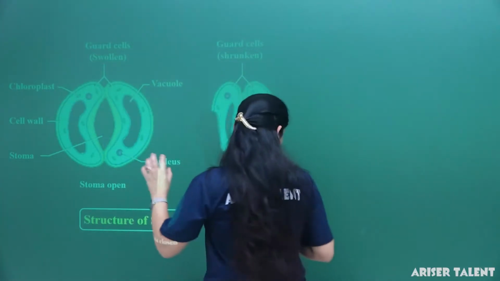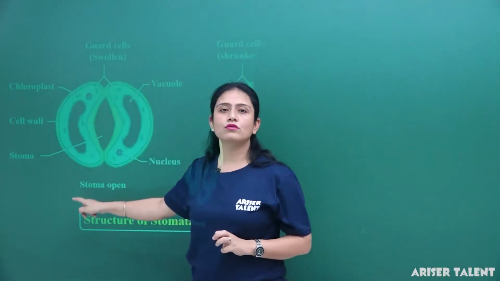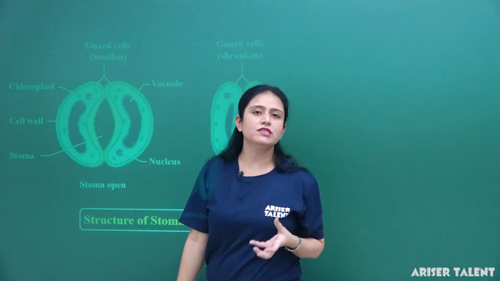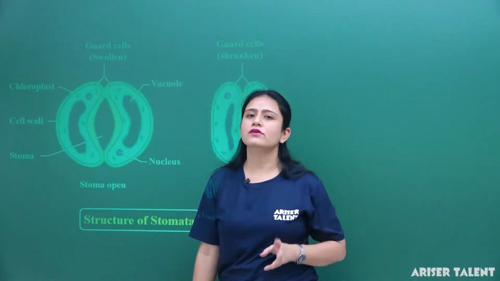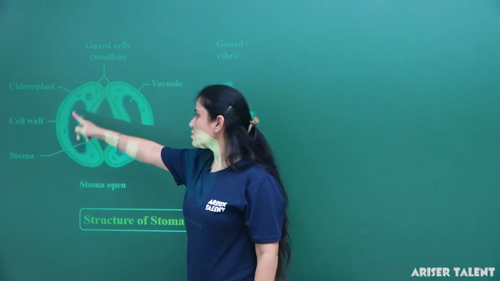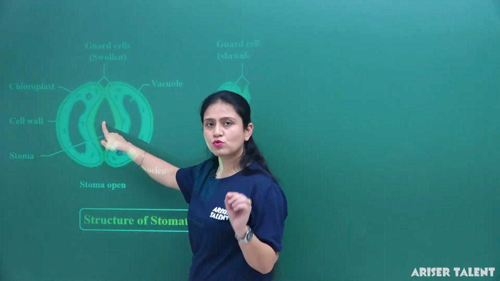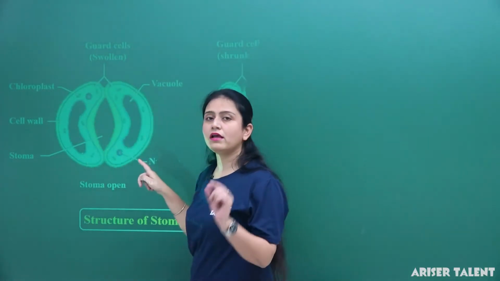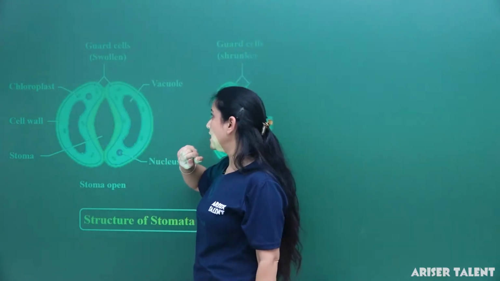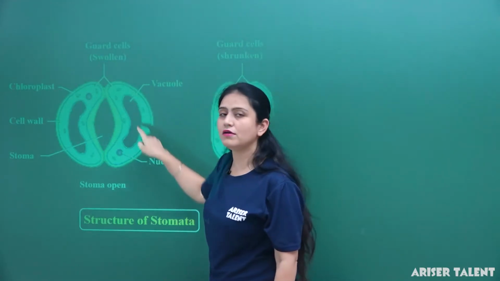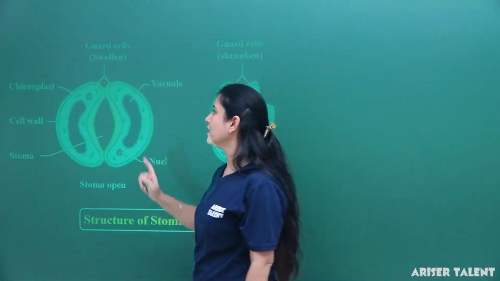Let me explain the structure. Another thing is that these guard cells have some chloroplast. Why is it so? Because these stomata are present in the leaves and leaves contain chloroplast, meaning they contain chlorophyll for the process of photosynthesis. So this is the structure of stomata. The small pore known as stoma is surrounded by a pair of kidney shaped guard cells. They also have some vacuole, and the guard cells contain a nucleus as well as chloroplast.